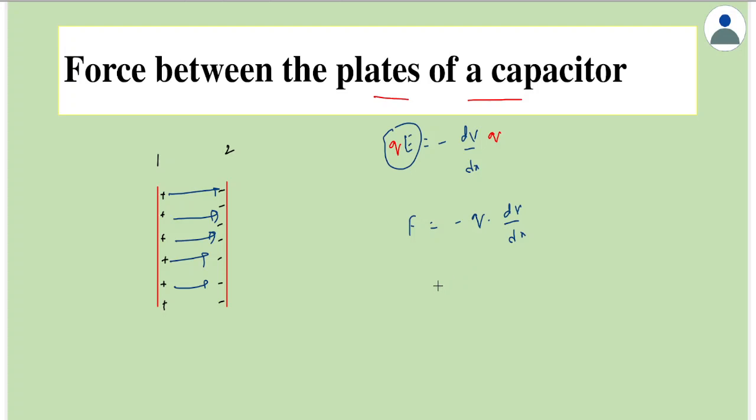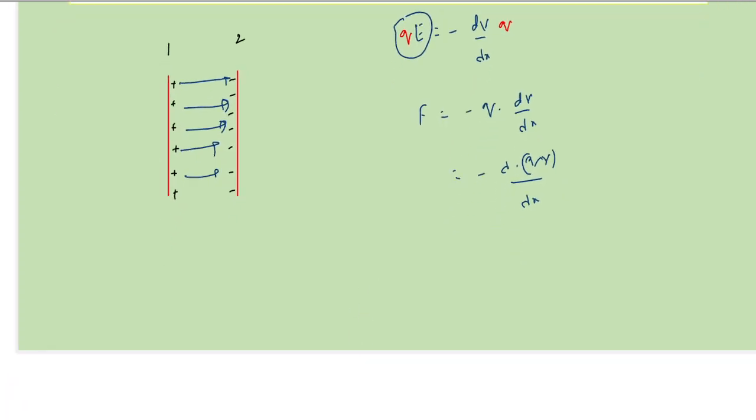Let's take Q inside. It is equal to minus d of Q into V, because Q is a constant, by dx. But Q into V is called potential energy. Therefore, F is equal to minus dU by dx. This is the expression for force for a conservative field.